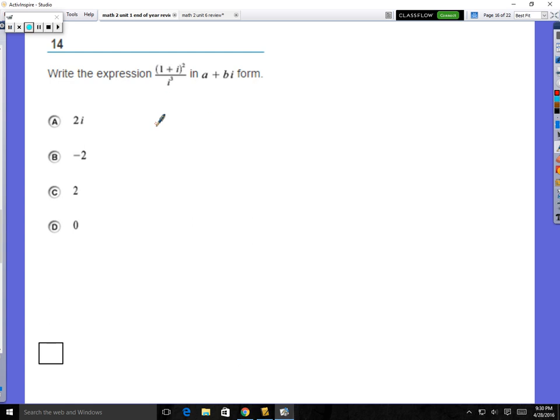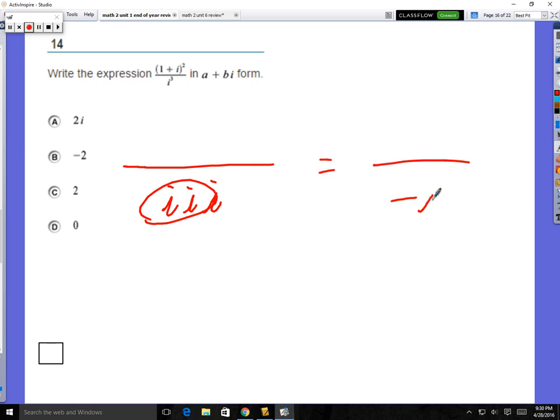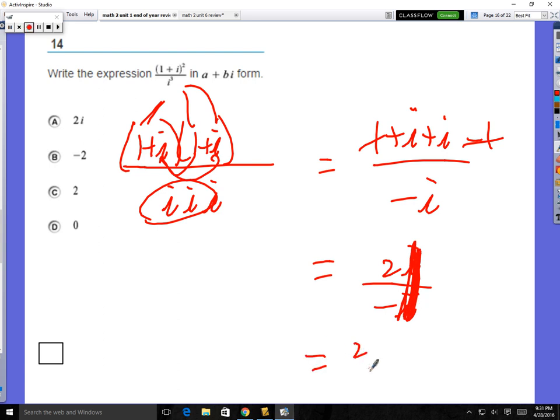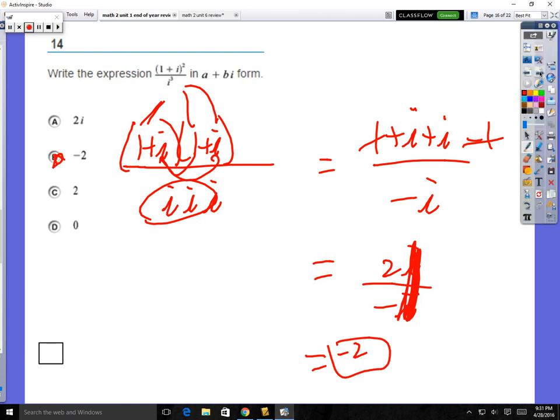14. Okay, on the bottom, you got i cubed. This is a negative i. On top, you got 1 plus i times 1 plus i. That's 1 times 1, 1 times i, i times 1, i times i is a minus 1. That kills that. So you got 2i over a negative i. i divided by i is 1. So 2 divided by negative 1 is just a negative 2. B.